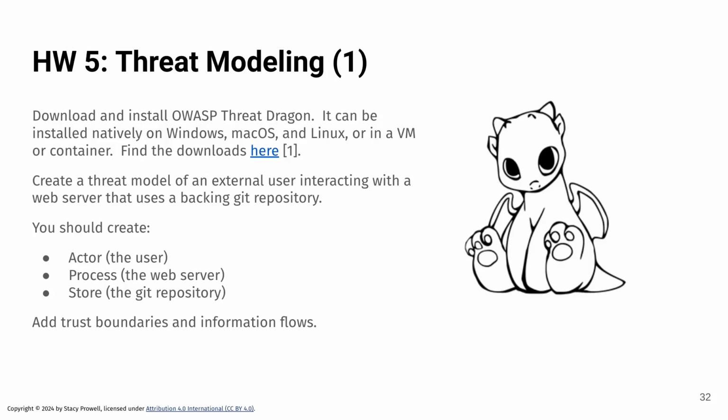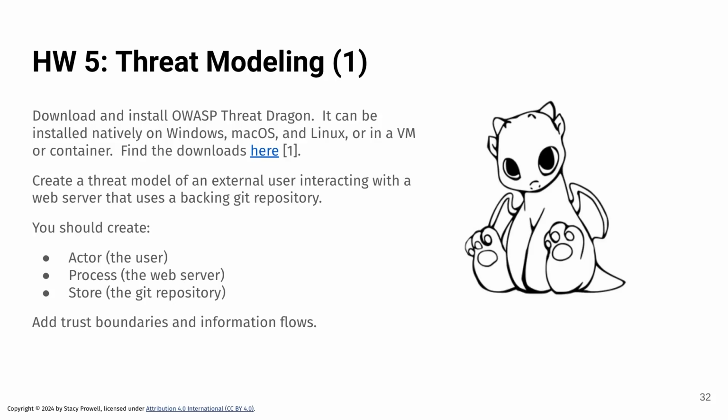What I want you to do is create a threat model of an external user interacting with the web server using a backing Git repository. So you've got an external user, some client, you've got a web server, and then you've got a Git repo. Server talks to the Git repo, client talks to the server. Nothing too complicated here. So you should create those three things: an actor, a process, and a store, and then add trust boundaries and information flows.